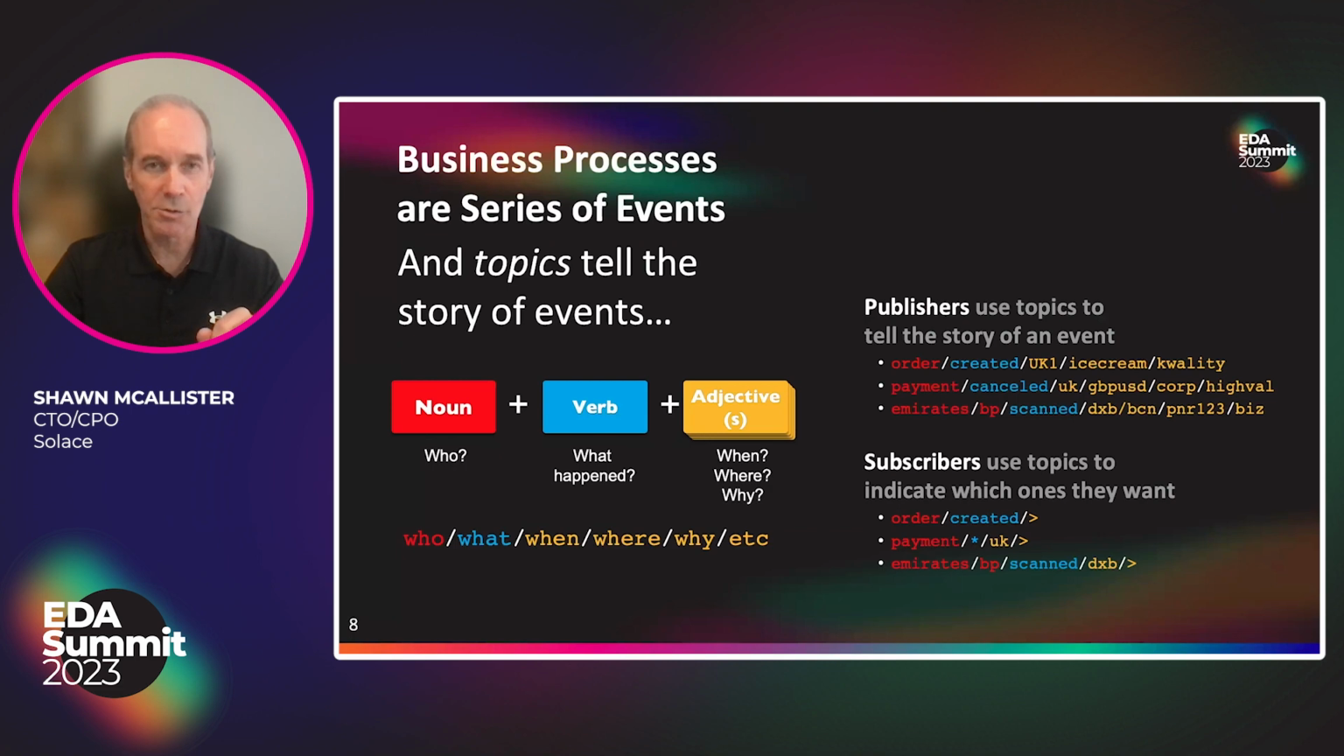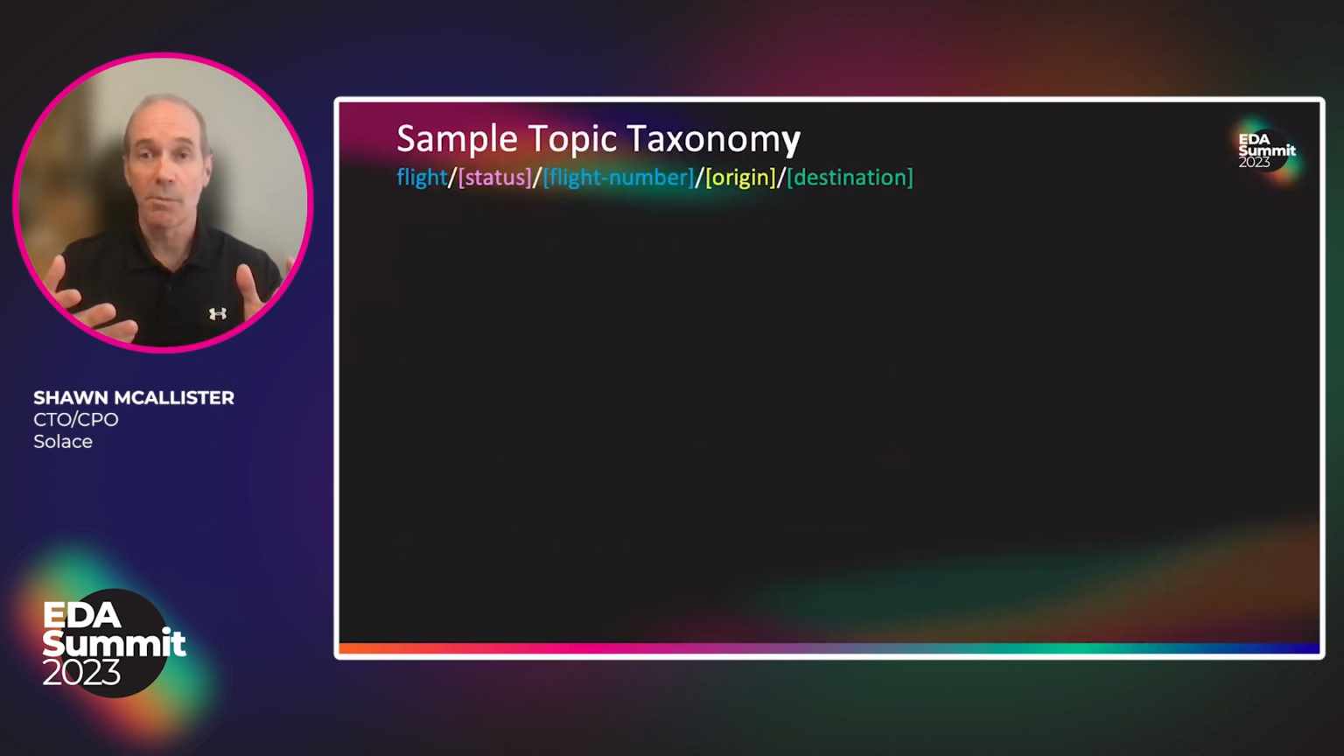So, okay, how would you use that? Well, everybody's been on a plane, right? So let's say I have events related to flight status. So I'm going to emit events that have a taxonomy like in the upper left, where I say flight, here's the status, there's the flight number, the origin airport, the destination airport.